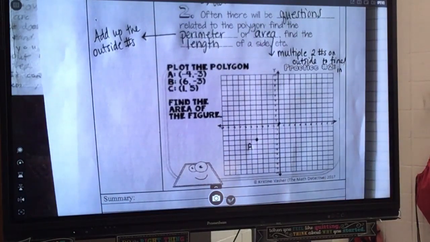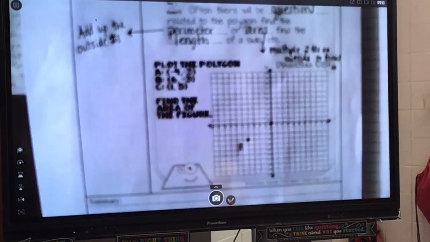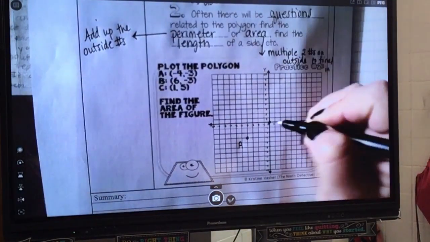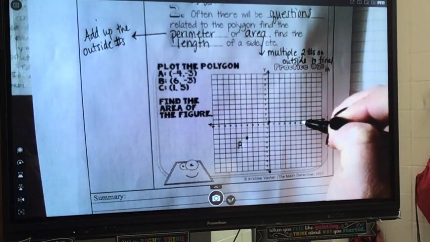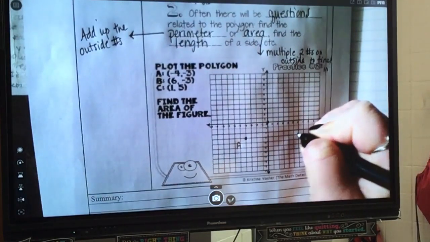All right, the next one is B. So I'm going 6, -3. So someone tell me how to get to B. How do we get to B? Kylie. You go to the right 6 and then you go down 3. All right. And that is B.